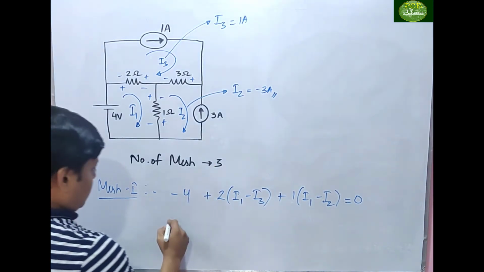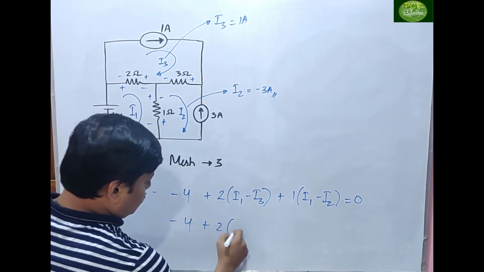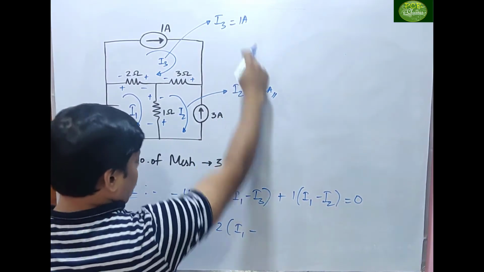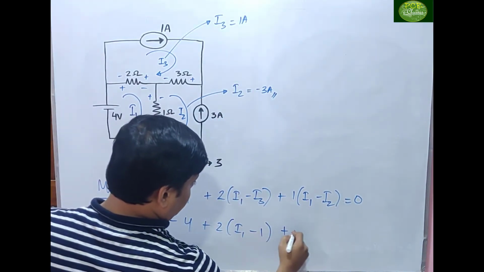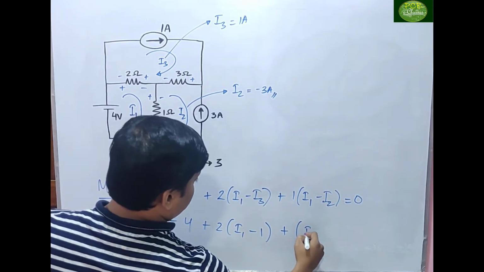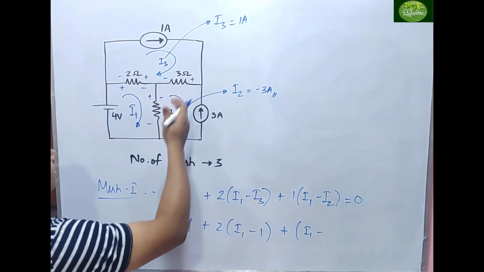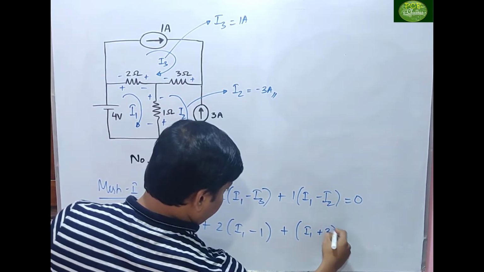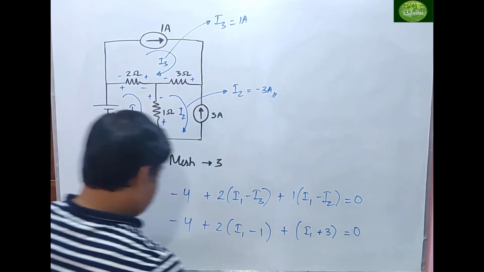Now apply that one. Minus 4 plus 2 into (I1 minus I3). What is I3? 1 ampere. So I am putting 1, plus (I1 minus I2). Where is I2? I2 is minus 3 ampere. So it becomes plus 3 equals 0. So what am I getting here?